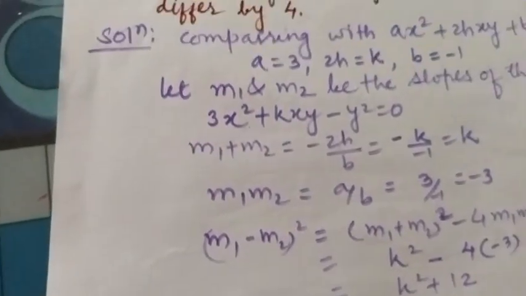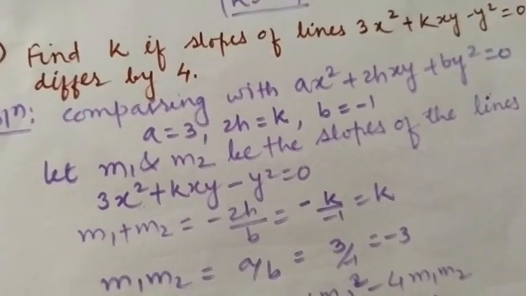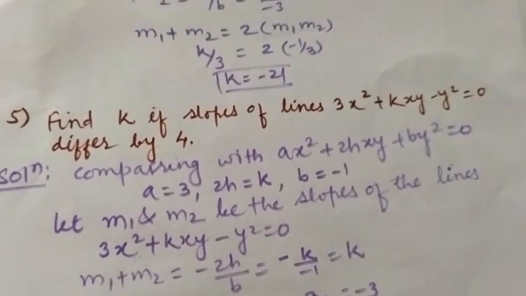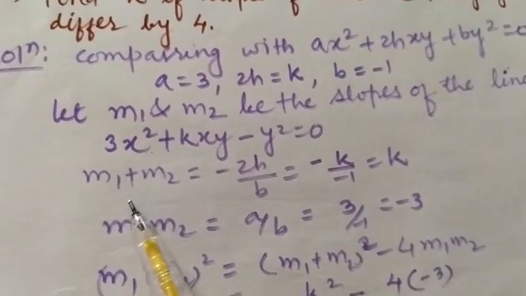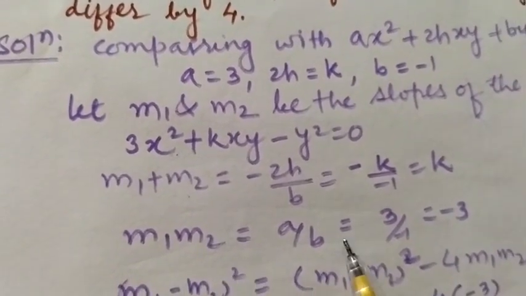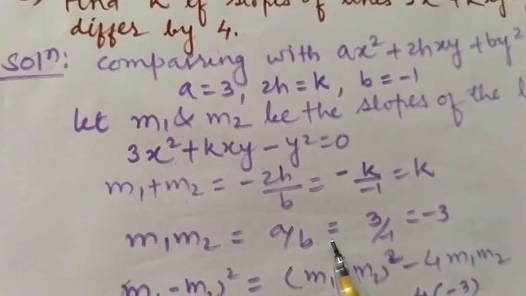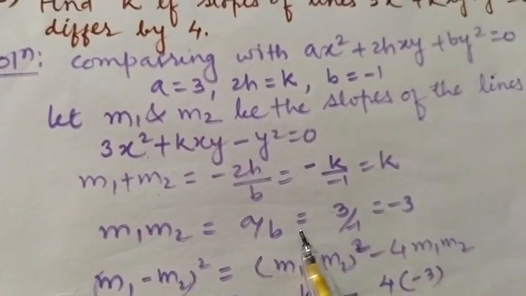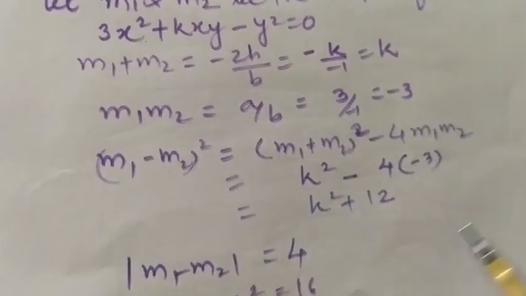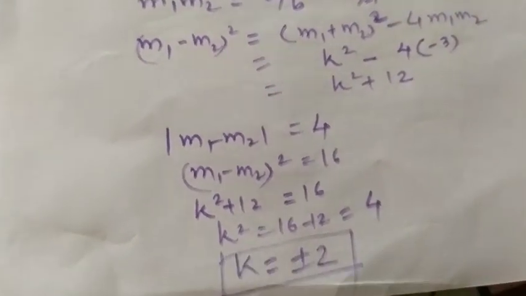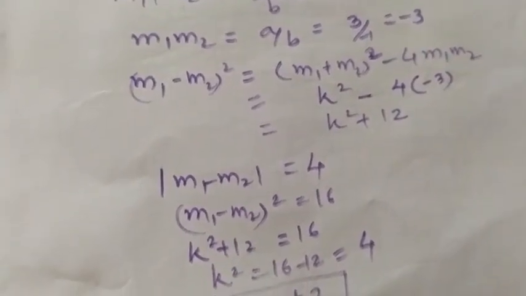So this way we found the value of k, and the thing which is very important here, once again I repeat, is the value of the sum of the slopes and the value of the product of the slopes. Once you have learnt the formula, there is nothing difficult to remember. So we have seen now how to find the combined equation of lines as well as the separate equations of lines. We have seen the homogeneous equation of lines.